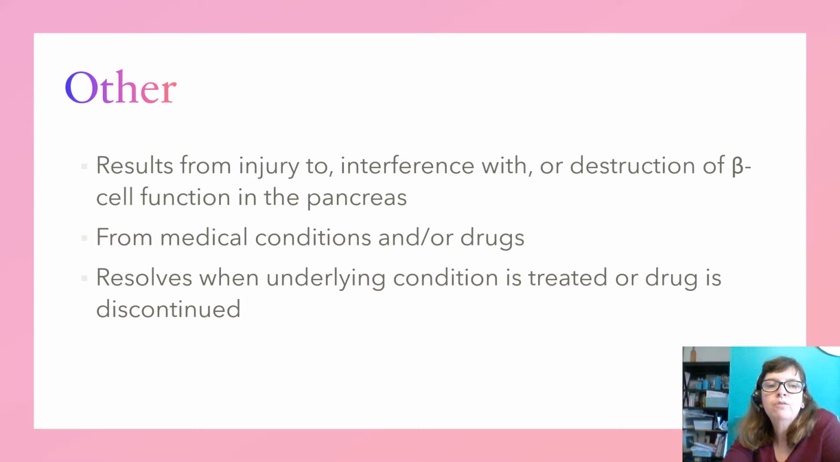Other concerns: it results from injury to, interference with, or destruction of beta cell function in the pancreas. It can be from medical conditions or medications, and it resolves when the underlying condition is treated or the drug is discontinued. And you'll see when we go in the hospital that there will be people on sliding scale insulin who aren't diabetic, and they'll tell you they're not diabetic, and this is why. We want to watch their blood sugars because they can be at risk.